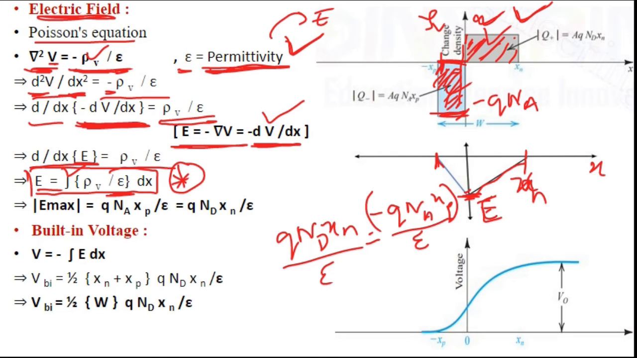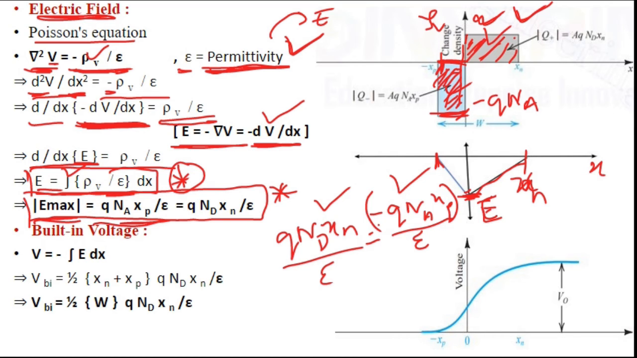So here these two values are nothing but the maximum values of the electric field, because at this point we are getting these values. So here the maximum, that is E max, and we are taking the mod, so we are not getting any negative sign, is q times of Na into xp by epsilon. So this is an important equation to remember, that is the maximum value of your electric field.